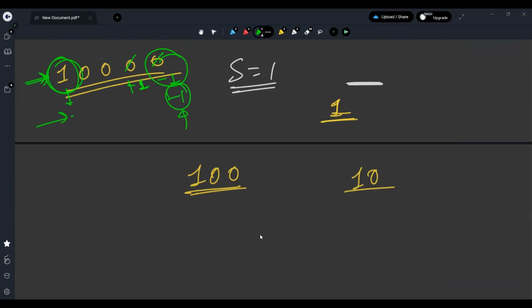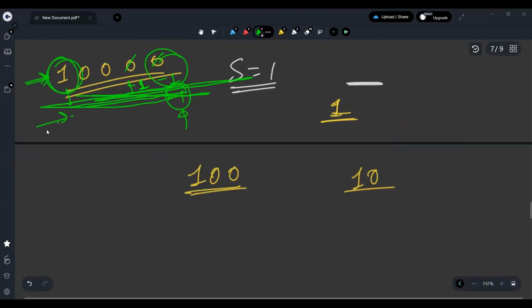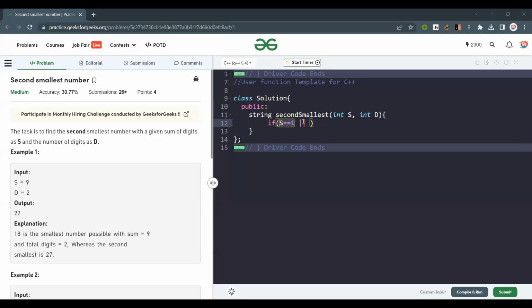So we will say that if sum is equal to 1, it is an invalid case, because sum equal to 1 can be represented in only one form. That is this one: 1, 0, 0, 0. We can't represent sum equal to 1 in any other form. So this is an invalid test case.